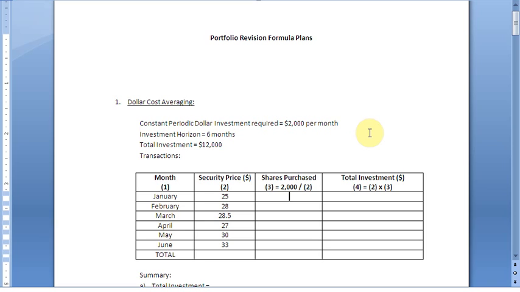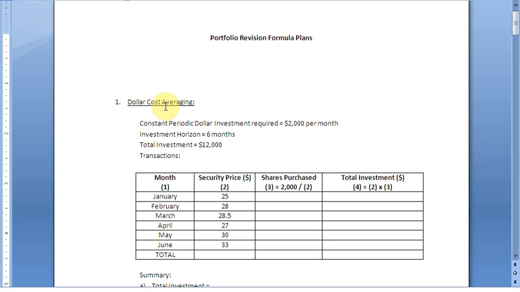And in this episode, we are going to focus on the first one in the list, that is dollar cost averaging. Before we take up some numbers to see how this plan works, let us put some conceptual facts about dollar cost averaging in place. The first thing that we need to understand is that in this strategy, a fixed dollar amount is invested in a security at fixed time intervals.